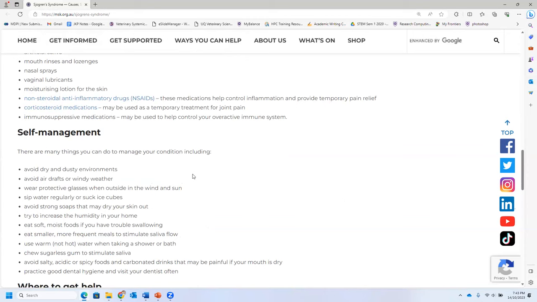Self-management is that we always provide a sort of education to the patient about how to avoid over-drying of their body.